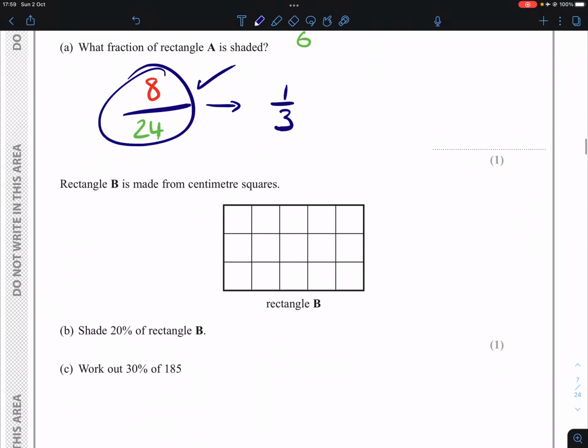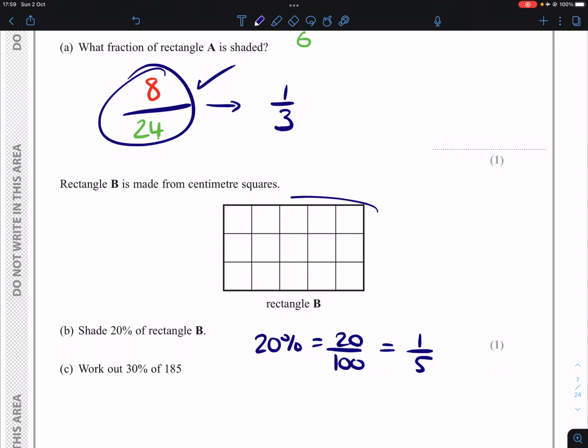It's definitely more simple. Rectangle B is made from centimeter squares, so again, every line that makes up a square in the diagram will be 1 centimeter. Part B, shade 20% of this rectangle. So 20% is the same as 20 out of 100, which if you simplify that will become 1 out of 5, 1 over 5. So 1 in every 5 squares will be shaded.